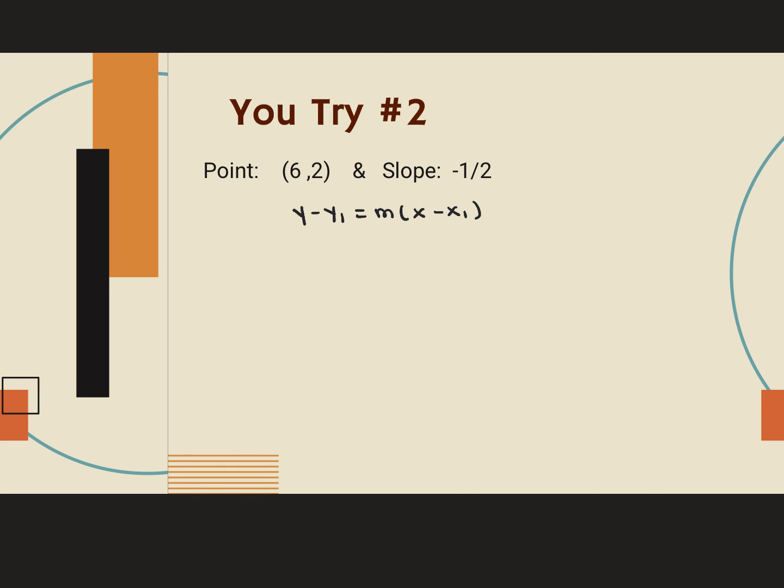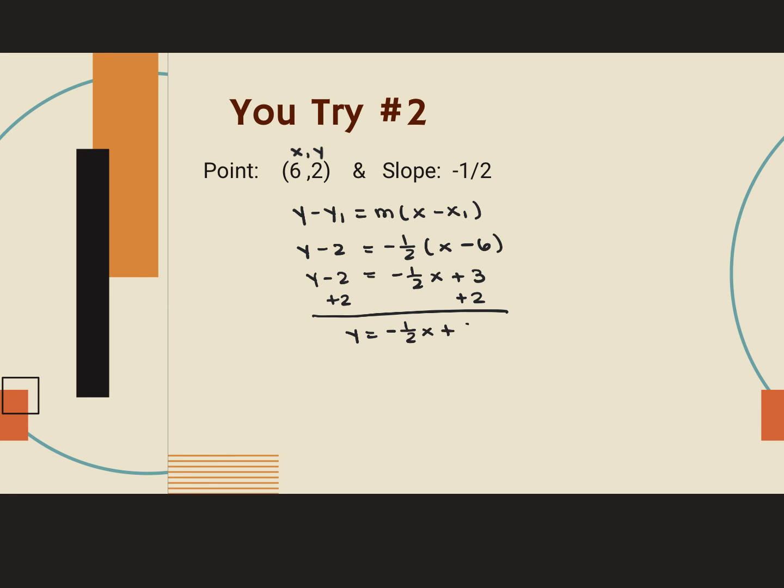All right, so let's take a look at the example together. We're given our slope of -1/2, and we're given the point of 6, 2. So remember, our points are always in the form x, y. So we have y minus 2 is equal to -1/2 times x minus 6. We're going to simplify by distributing, so we get -1/2 x. -1/2 times a -6 gives me a +3. Going to add 2 to both sides. And I get y is equal to -1/2 x plus 5.